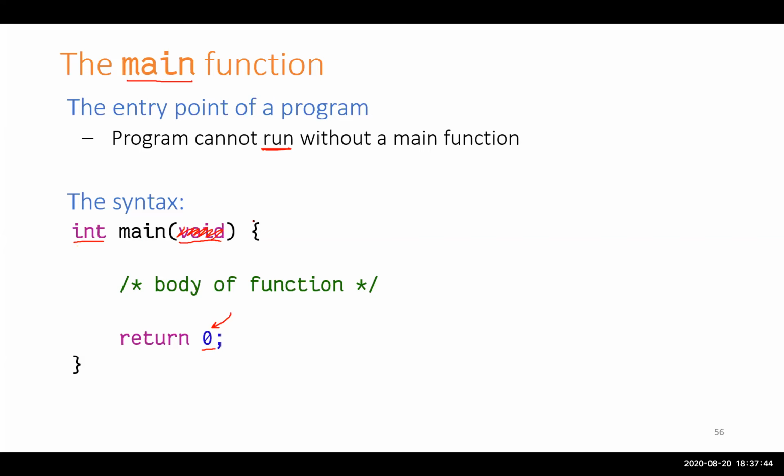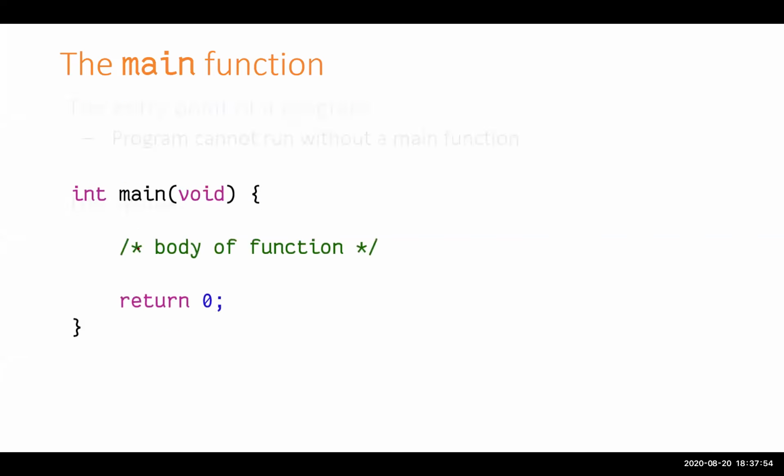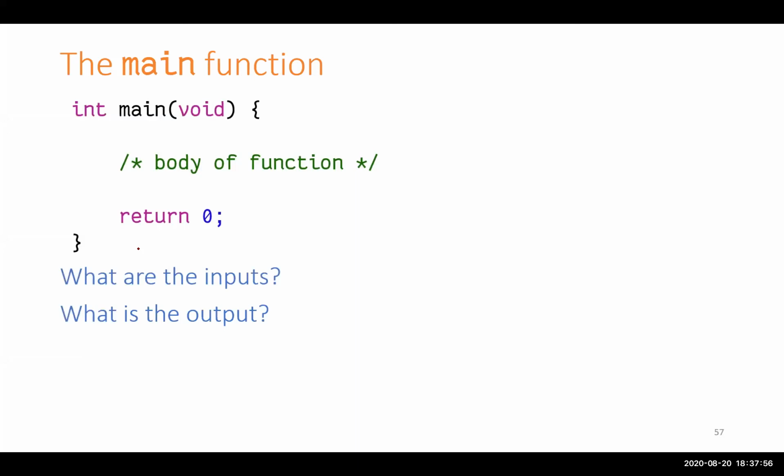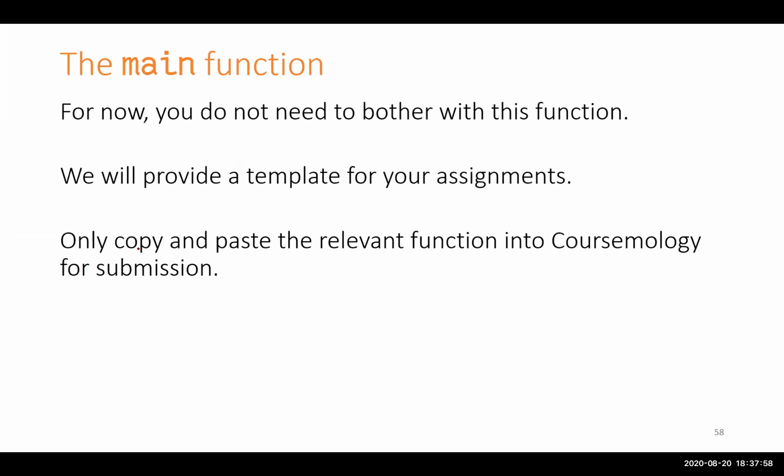Basically, this is the entry point of the program. When you compile and run the program, this is the function that the operating system will start. We'll talk about what we mean by compile and run in a moment's time. So basically the inputs and output are what I said. I mentioned this last week: currently Cosmology only requires you to code the relevant function. It does not need you to code the entire main function.